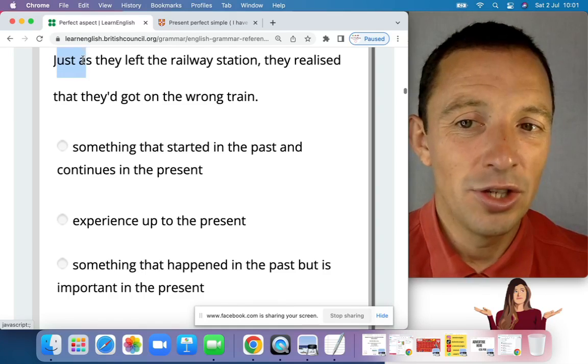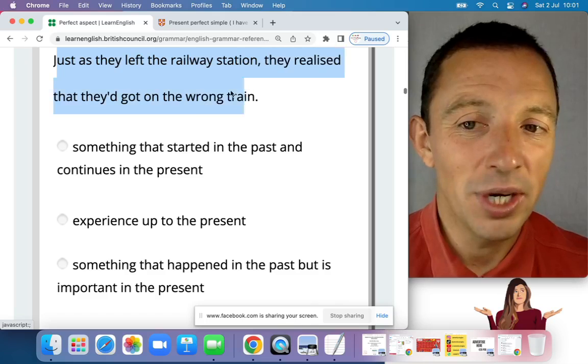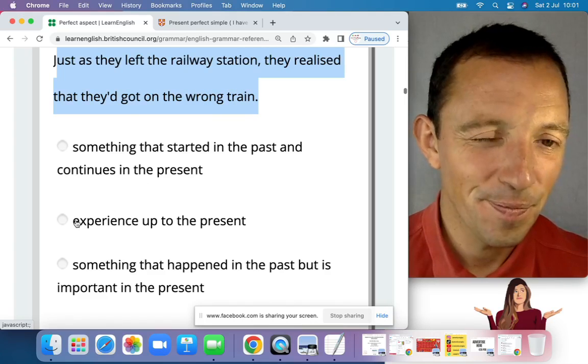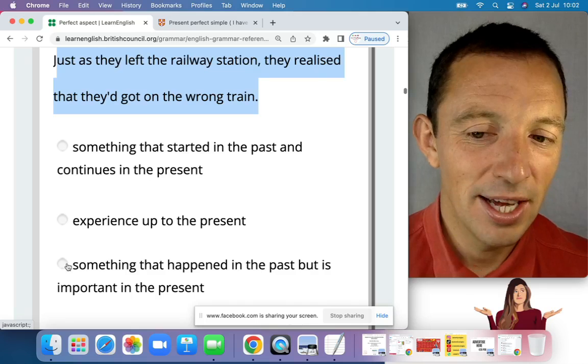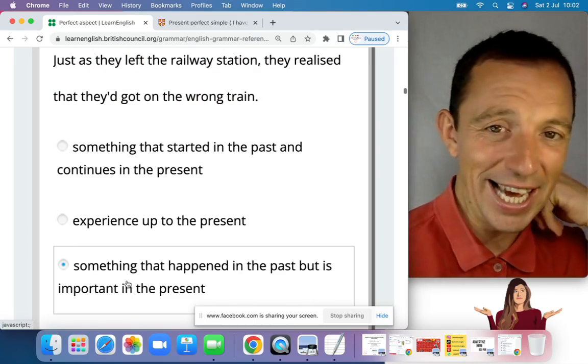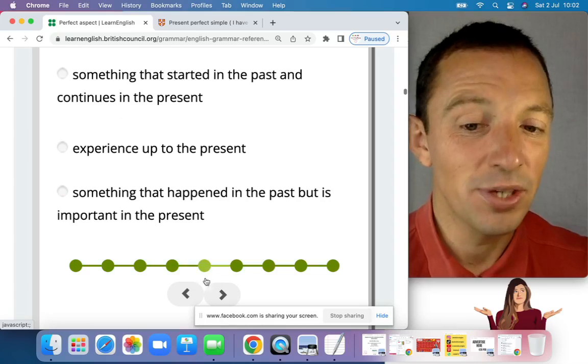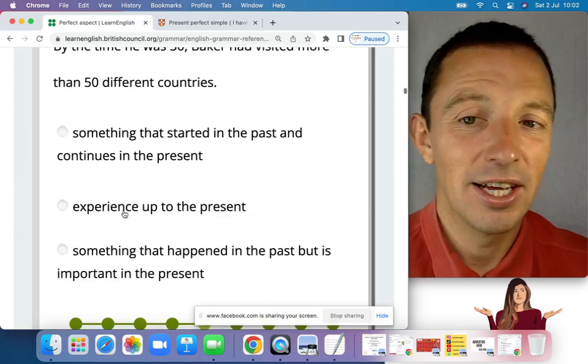So just as they left the railway station, they realized they had got on the wrong train. Something that started? No. Experience up to the present. I think it's option 3 again, in my opinion. I could have mistakes, so hopefully you can select your own answer as well.